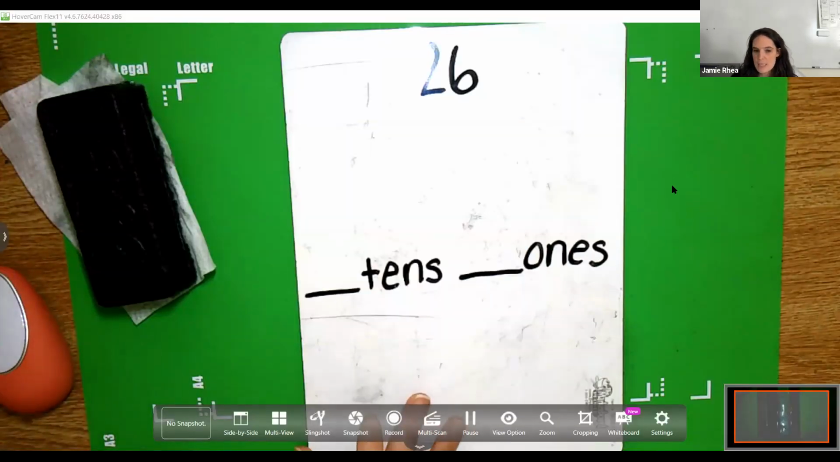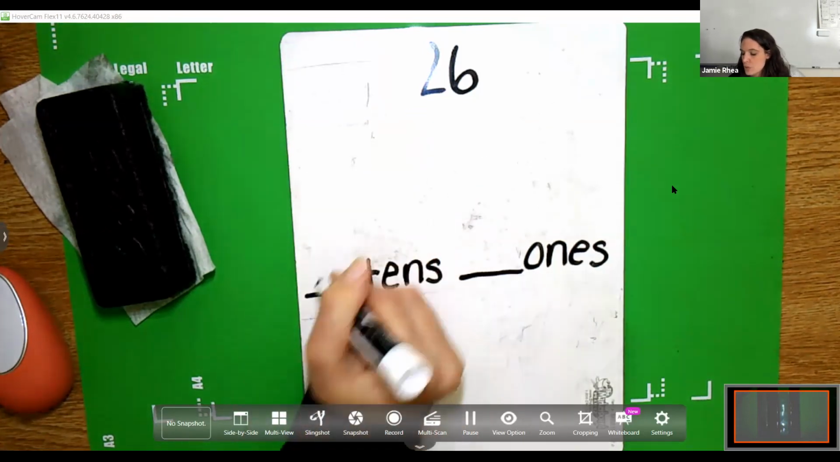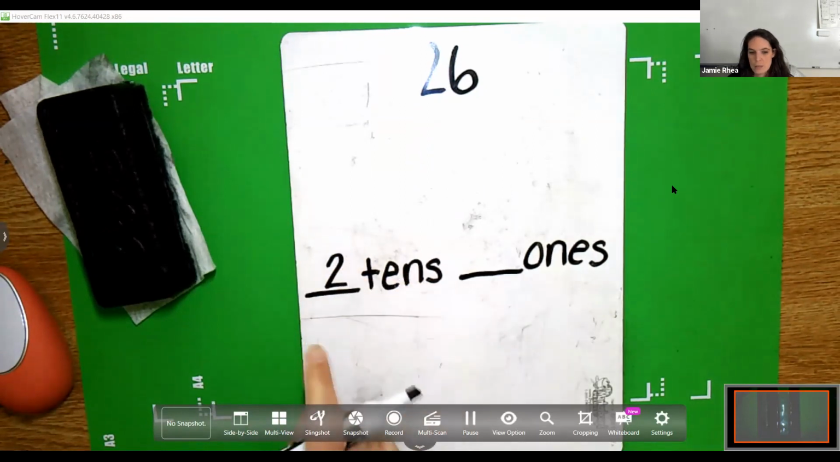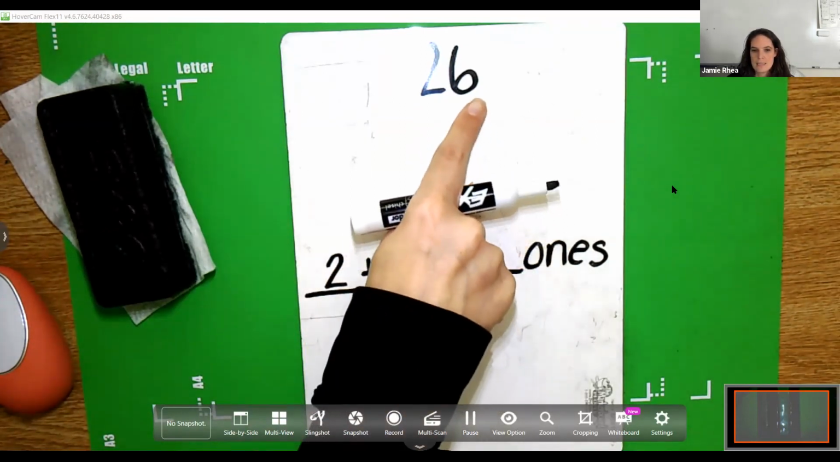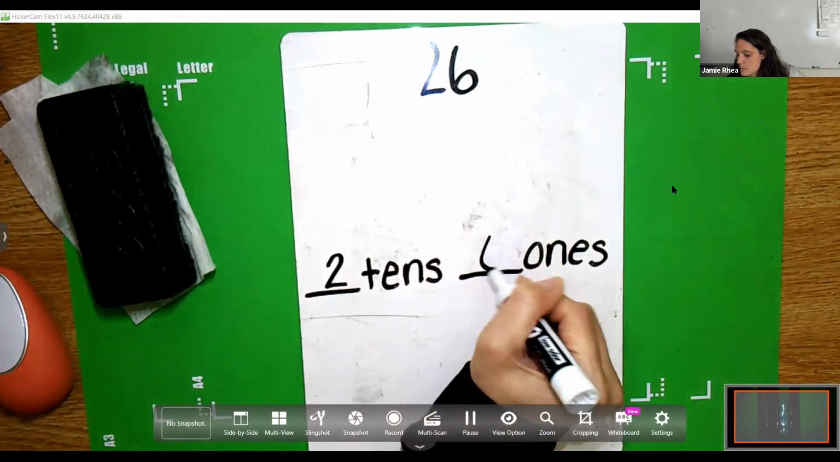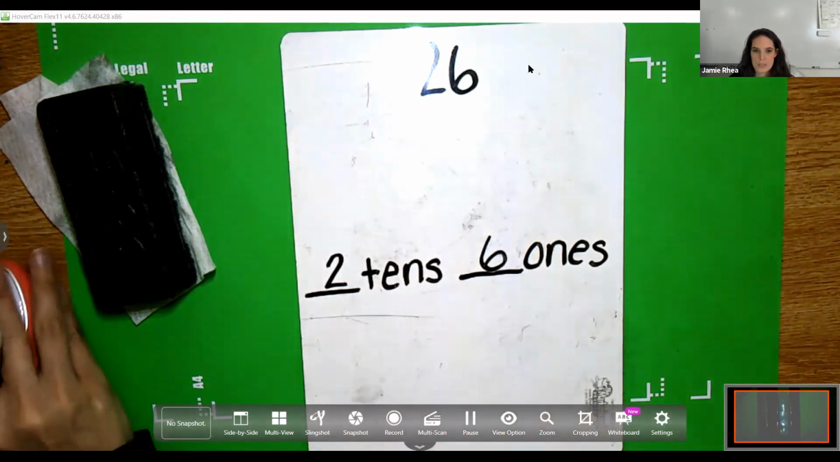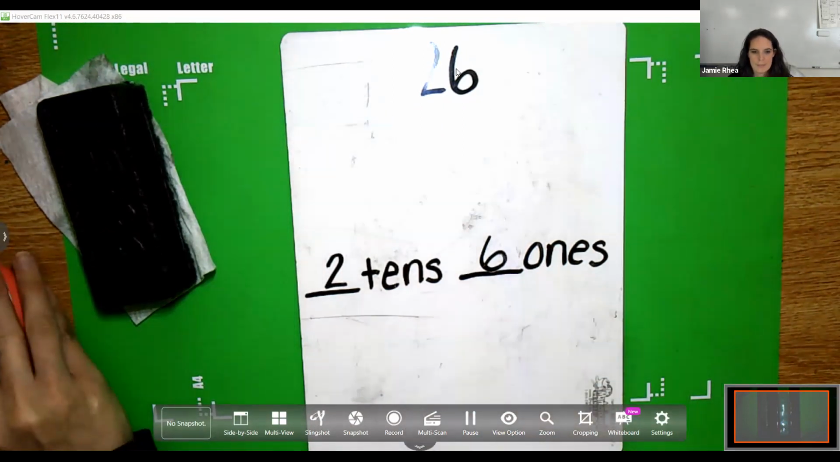All right, so how many tens and how many ones in 26? We know that we have 2 tens and 6 ones. Okay, so let's keep going with Miss Kaylin.